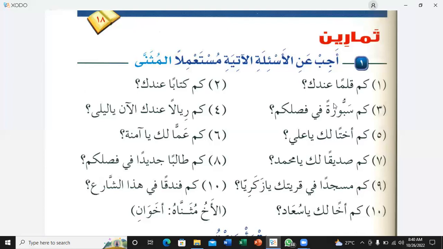The second is: kam kitaban indaka? How many books do you have? Indi kitabani. I have two books. Good. The third is: kam saburatan fi faslikum? How many writing boards are in your classroom? Fi faslina fihi saburatani. In it, two writing boards. The fourth is: kam riyalan indaka al-an, ya Leila? How many riyals do you have right now, O Leila? Indi riyalani. I have two riyals.